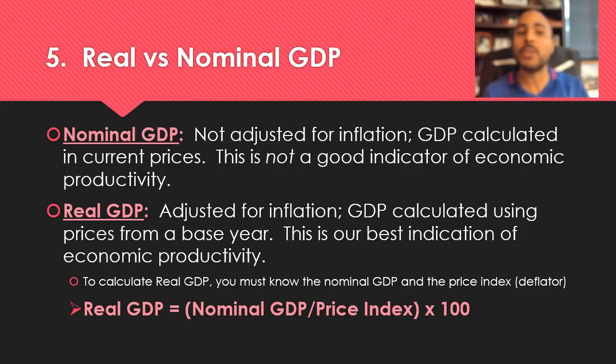So that's why economists want to use real GDP. Real GDP is adjusted for inflation. It's GDP calculated using prices from a base year. And this is our best indication of true economic productivity. So in order to calculate real GDP, you got to know the nominal GDP and you need to know the price index, which is the GDP deflator. So real GDP is equal to nominal GDP divided by our GDP deflator, or the price index, times 100.